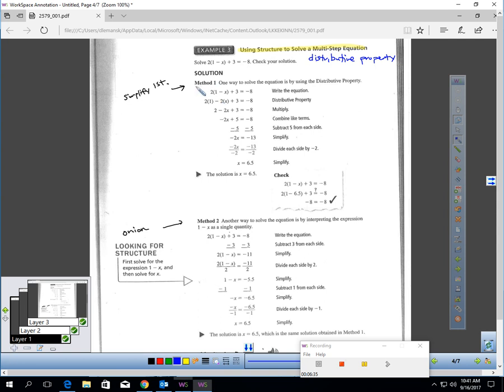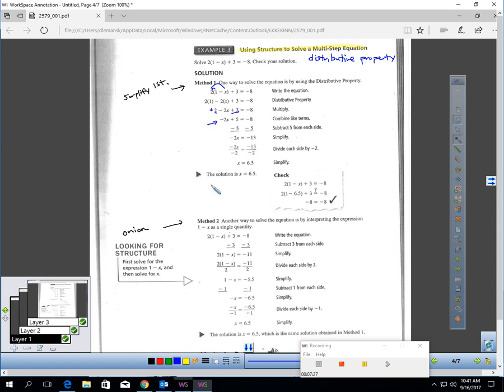Here's the first method of solving a multi-step problem that involves the distributive property. The first method, I would just say, is to simplify first. What they're doing here is they're going to distribute 2 times 1, 2 times the opposite of x. So you can see 2 times 1 is 2 right here. 2 times the opposite of x is negative 2x. We still have the plus 3 equals negative 8. Now combine like terms. Positive 2 plus positive 3 would get you positive 5. So that's where we're getting the negative 2x plus 5 equals negative 8.